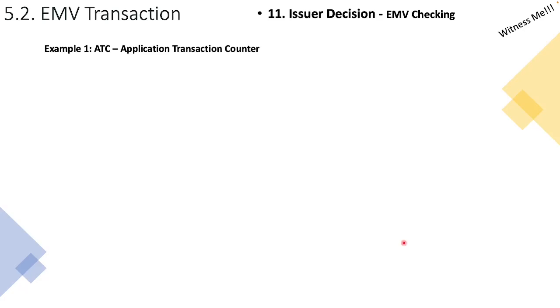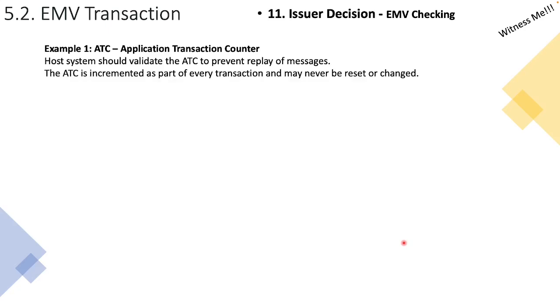So example 1, let's talk about application transaction counter. We know this is quite important. So the host system should validate the ATC to prevent replay of messages. Okay. Remember, we spoke of ATC in previous videos. This is a sort of running total of every single transaction the card has performed. It always increments, and this counter is never ever reset, right?